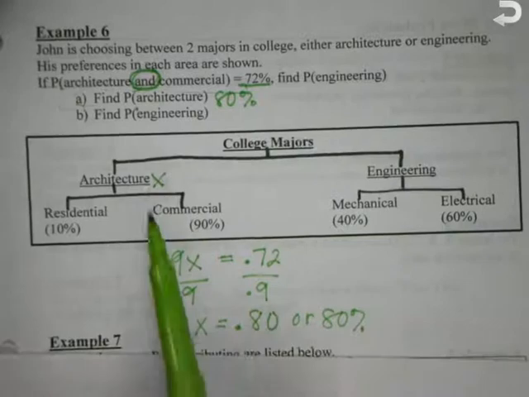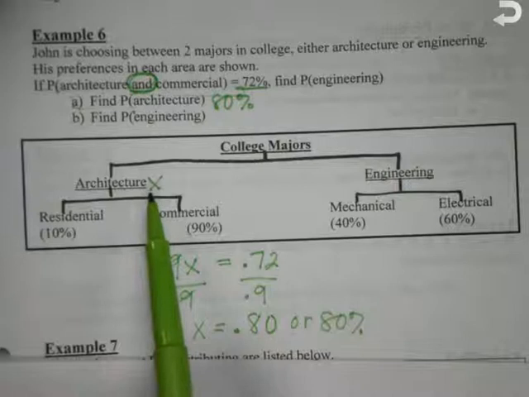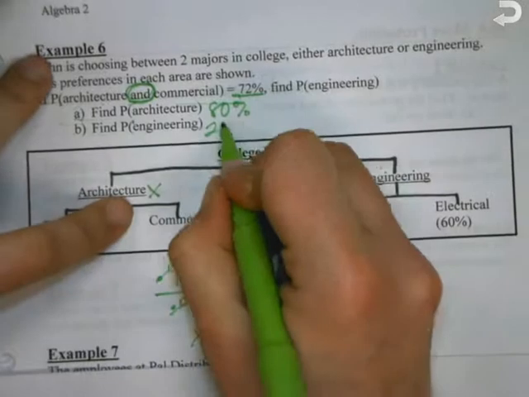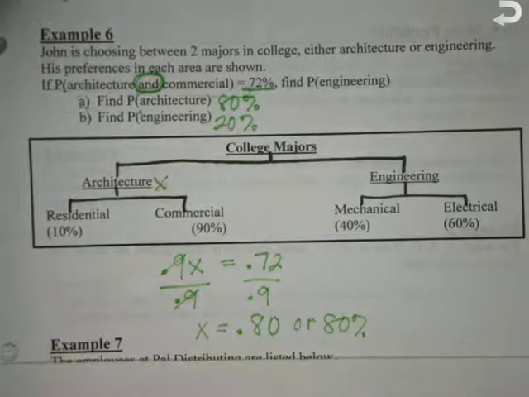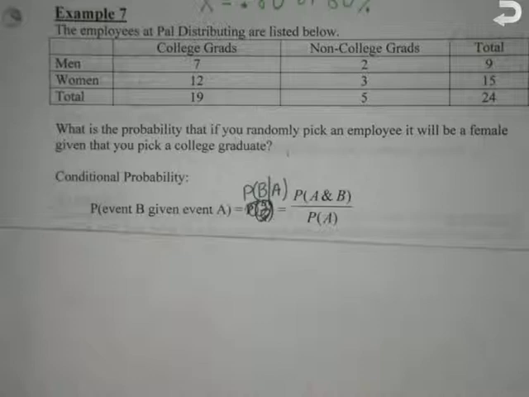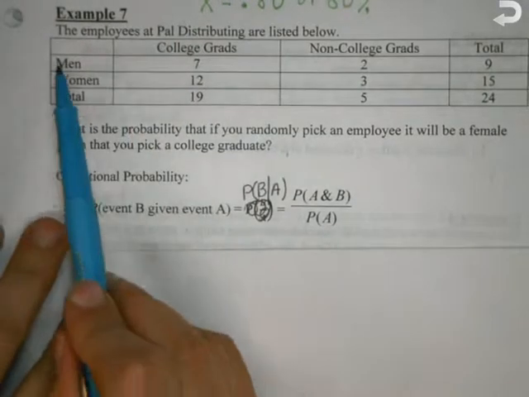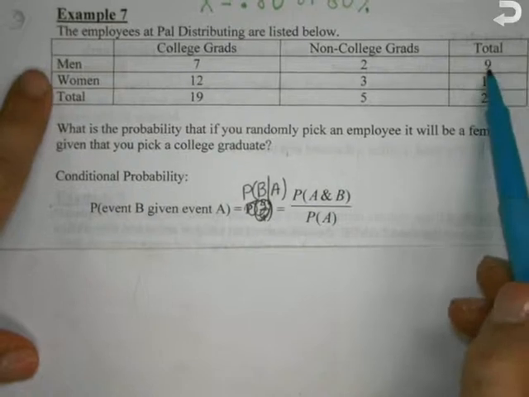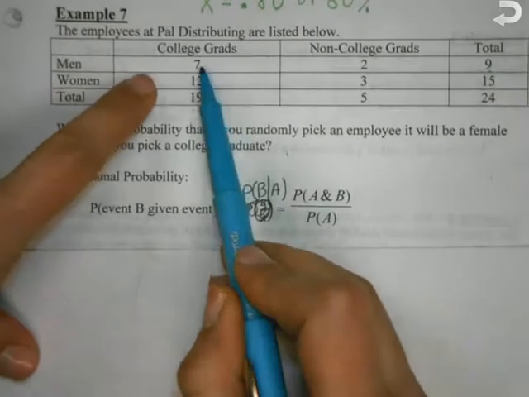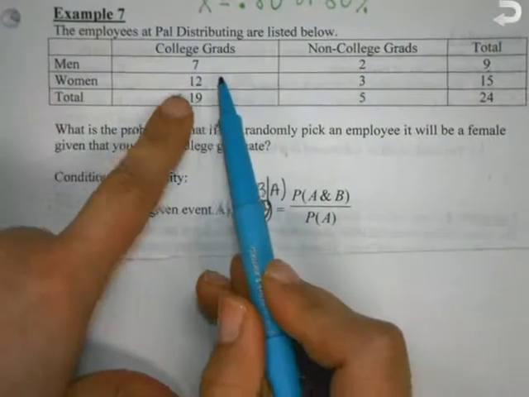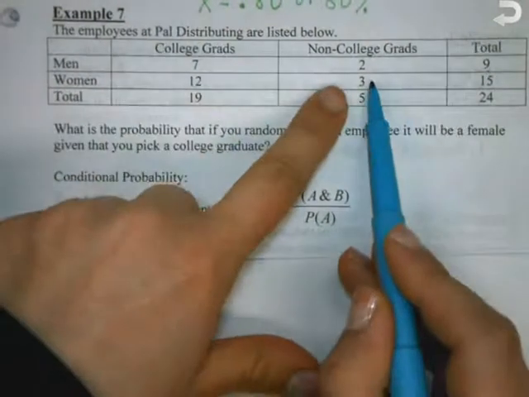Alright, so we have a company here called PAL Distributing, and here's all of their employees. They have 9 men working for them total. 7 of them are college graduates, and 2 of them are not. For women, 12 are college graduates and 3 are not, so there's 15 women total. Then we totaled up 19 college grads, 5 non-college grads, and 24 employees total, right? Okay, so that's all the chart is telling us.